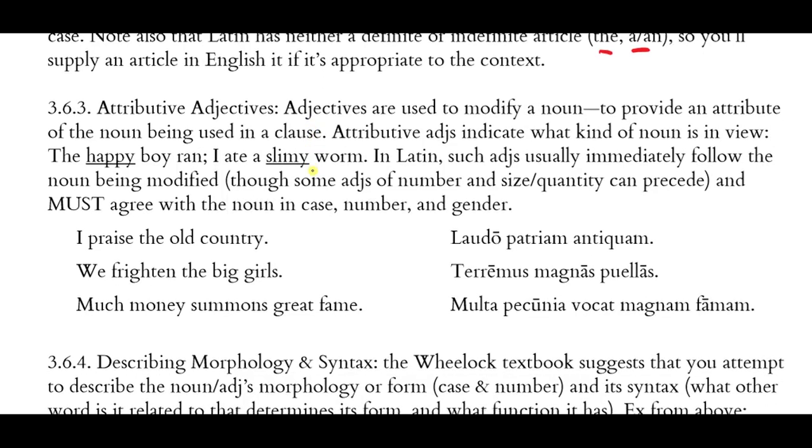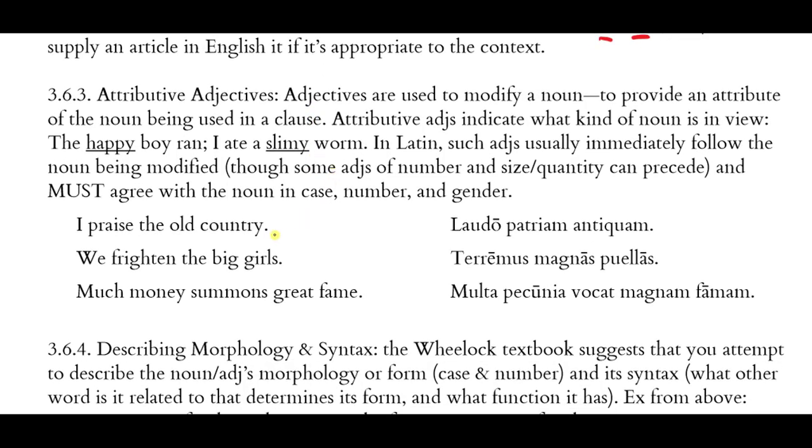Now, we want to make a comment here about attributive adjectives. Remember, we just looked at the noun porta, but we have adjectives in this chapter as well. Adjectives are words that are used to modify a noun, to provide an attribute of the noun being used in a clause. Attributive adjectives indicate what kind of noun is in view. So in English, "the happy boy ran." I'm talking about what kind of boy ran. The happy one, right? The happy boy.